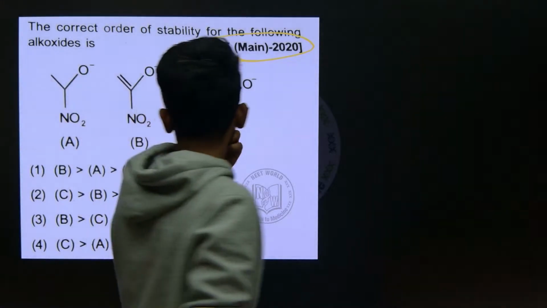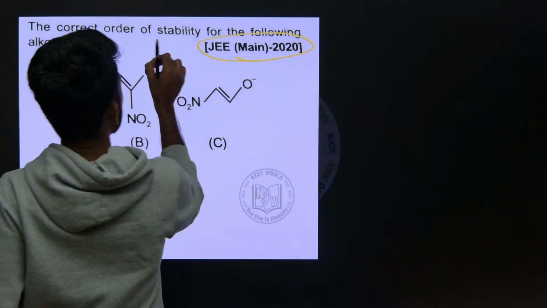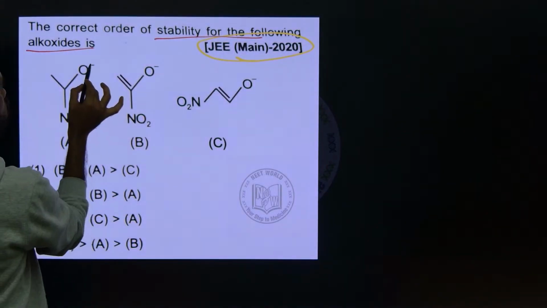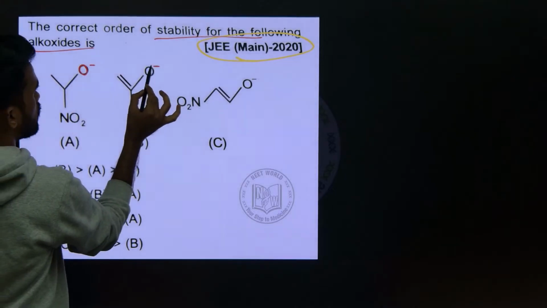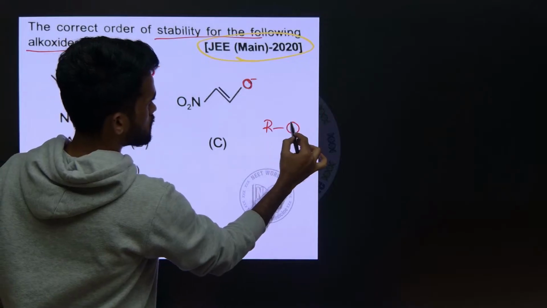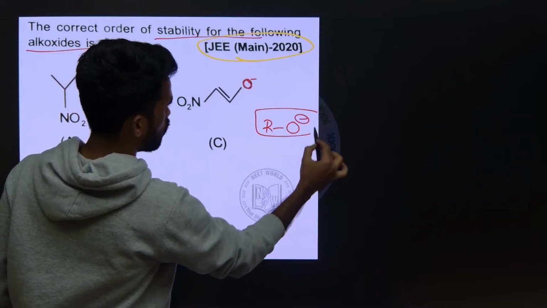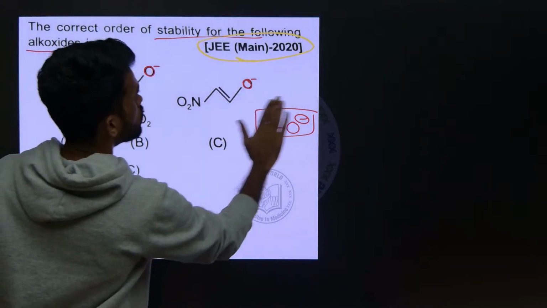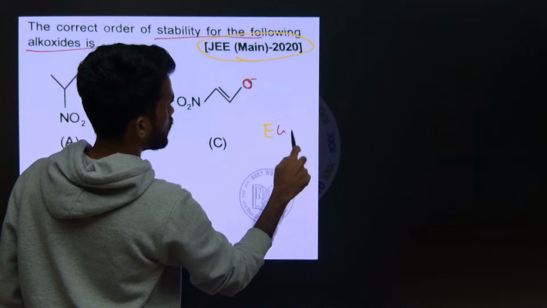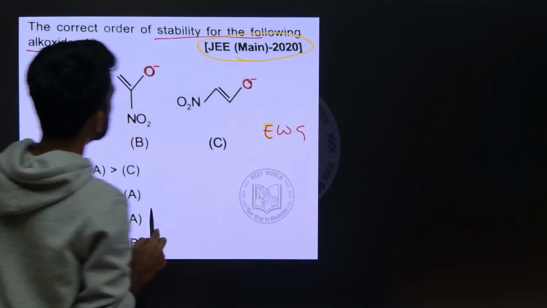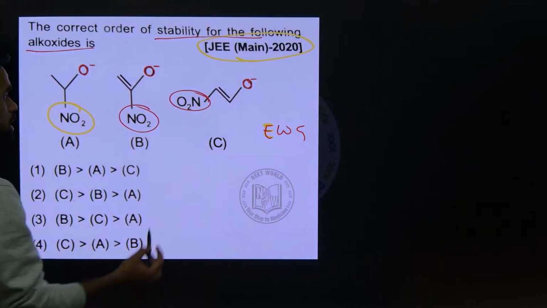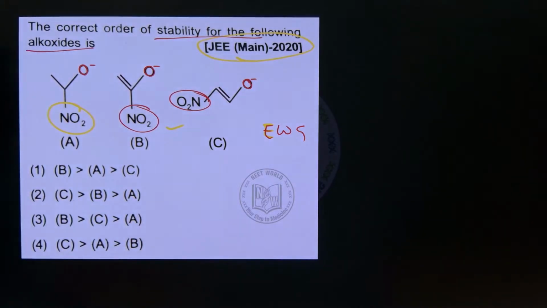Yeah. So look at this. The correct order of stability of the following alkoxide ions. Very easy. See, a negative charge system is there, like oxygen with a negative charge. So we can say alkyl group, oxygen, negative charge. This is called alkoxide ions. Now the negatively charged species will be stabilized by electron withdrawing groups. Nitro group, nitro group, nitro group. All of them are withdrawing groups only. Perfectly fine. Now, how can we answer this?